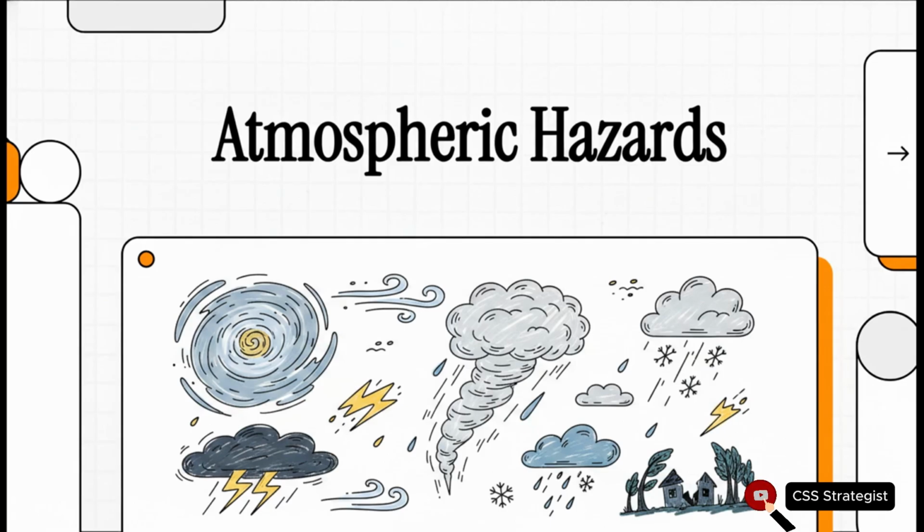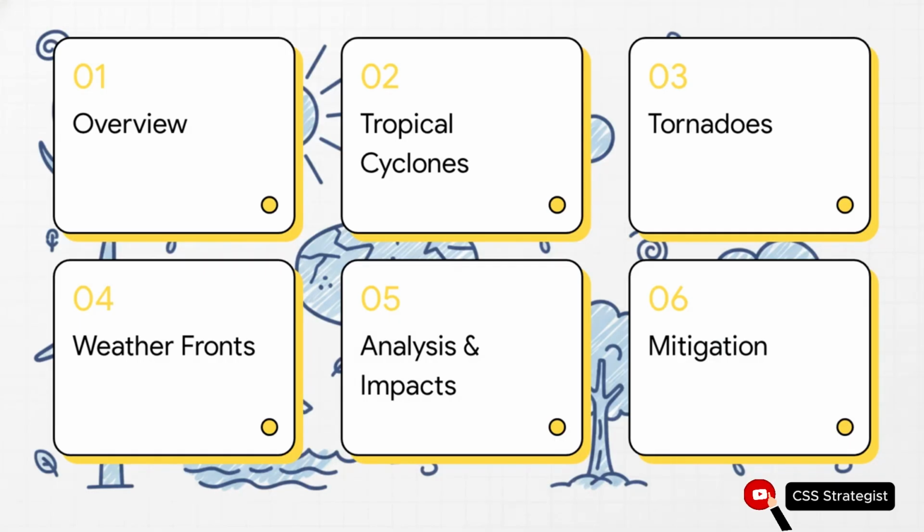well, it's absolutely crucial. So in this explainer, we're going to break down the actual scientific engines that drive our planet's most violent storms, and then we'll look at how human societies can actually step up to mitigate their devastating impacts. Here's the blueprint we'll be following today to build out your mental model. We'll start with a quick overview of atmospheric hazards, then move through tropical cyclones, tornadoes, and weather fronts. After that, we'll do a comparative analysis of their impacts, and finally, wrap up with mitigation and the way forward.